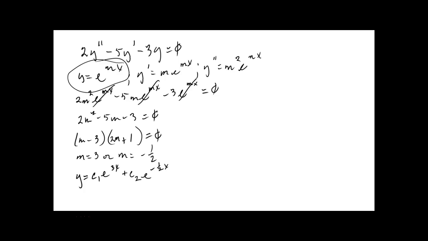No, it's not bad at all. So we get y is equal to C1. They put the e to the minus x over 2 first, plus C2 e to the 3x. It doesn't matter which one you put where.